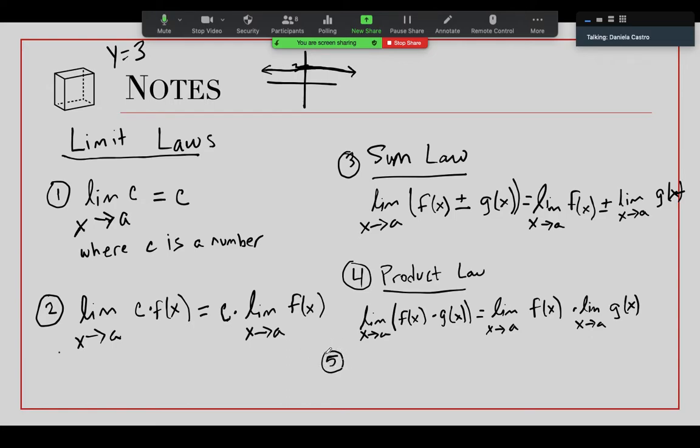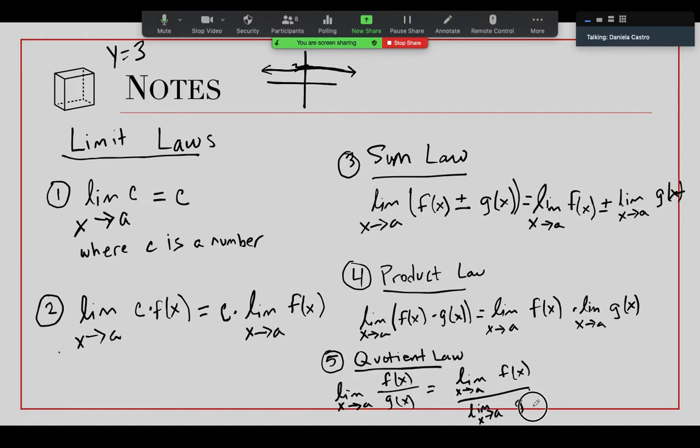And the last one is going to be the quotient law. Okay? And the quotient law states that if I have the limit as x approaches a for f of x divided by g of x, so I'm just dividing 2 functions, I can again distribute that limit out. So it's going to be the limit as x approaches a for f of x divided by the limit as x approaches a for g of x. I need to learn how to write straight.